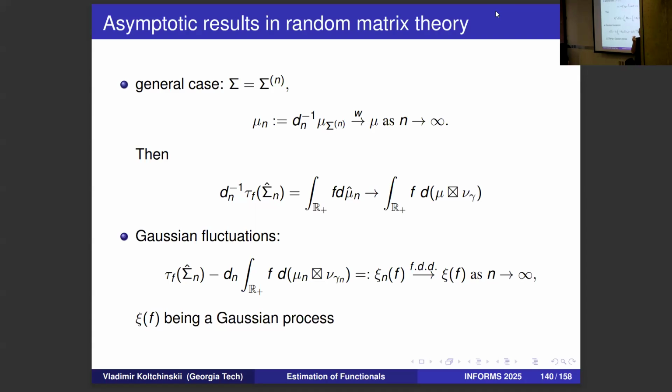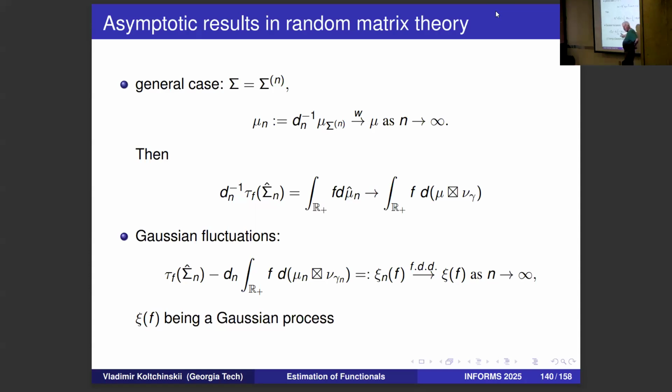This is a notion that comes from non-commutative probability, from free probability. Free multiplicative convolution of the measure mu is some operation on measures, a convolution-type operation. And the convolution of this limit measure mu with the Marchenko-Pastur law is what we have here in the limit.